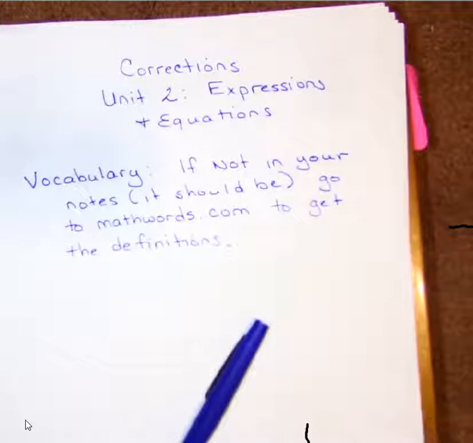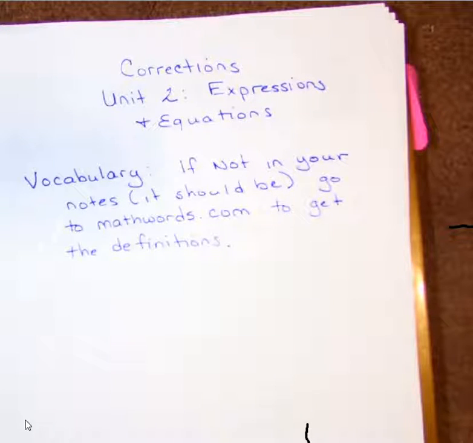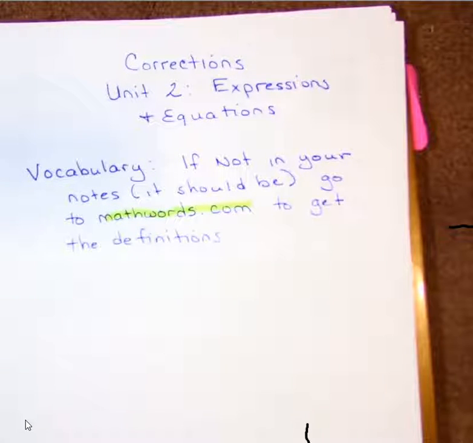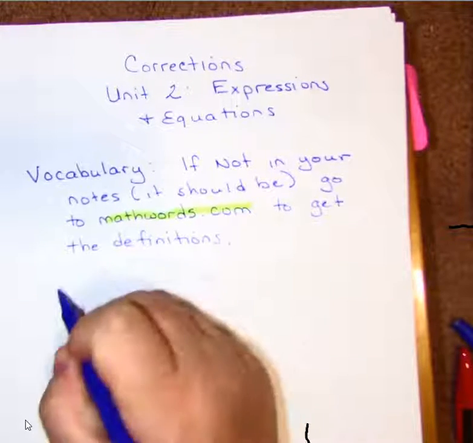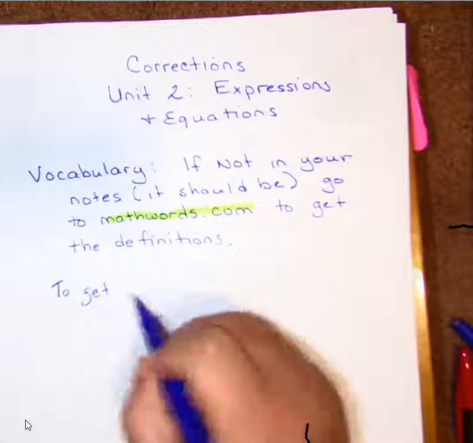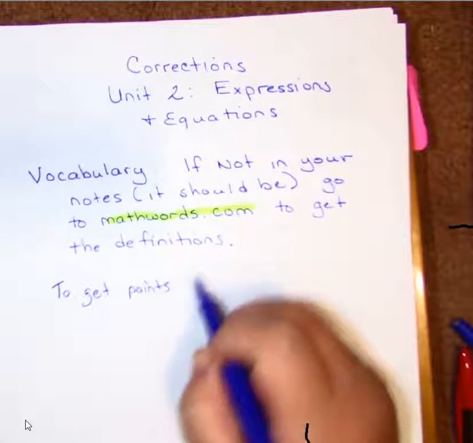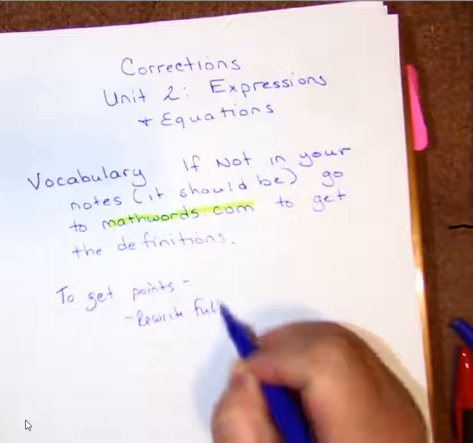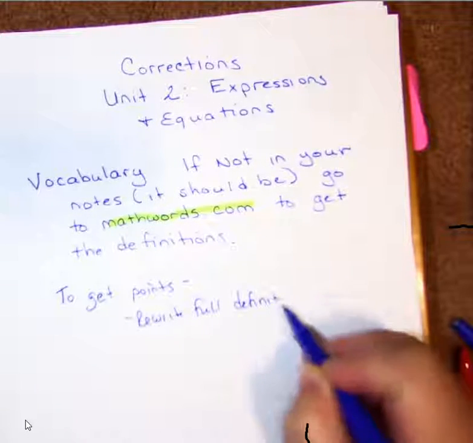So we're going to go over similar problems to those that are on the test. Now, I'm not going to go over the vocabulary. The vocabulary we went over in class. You have it in your notes, or you should. If you do not, then there's a website called mathwords.com, and you can get the vocabulary there. Now, if you are just doing corrections and you want to get points back for your vocabulary, the only way to do that is you must rewrite the definition, full definition, and then show it in an example.